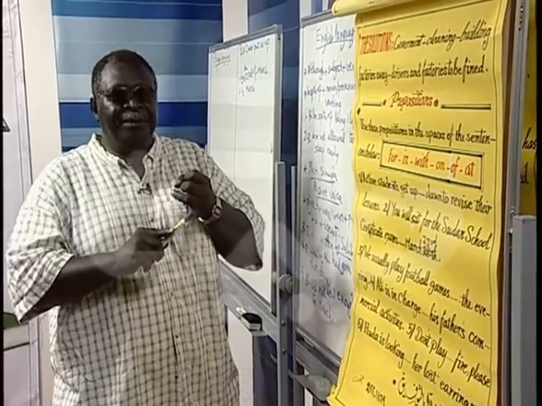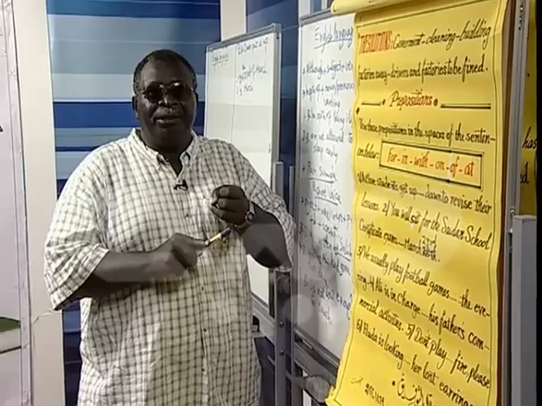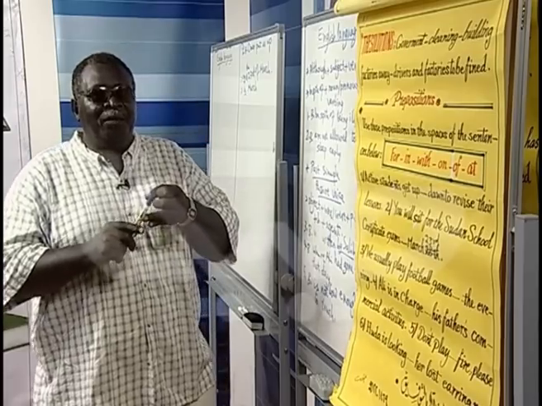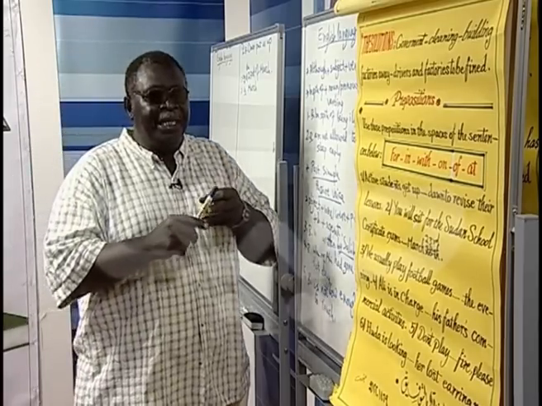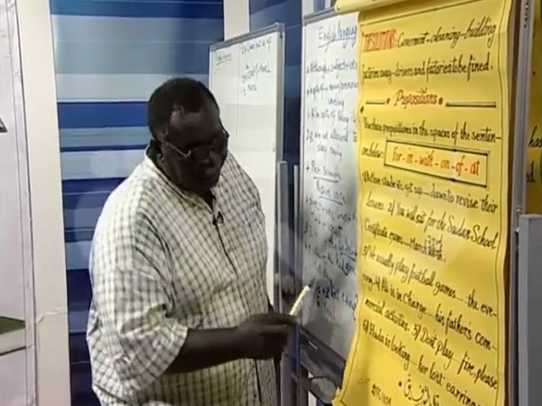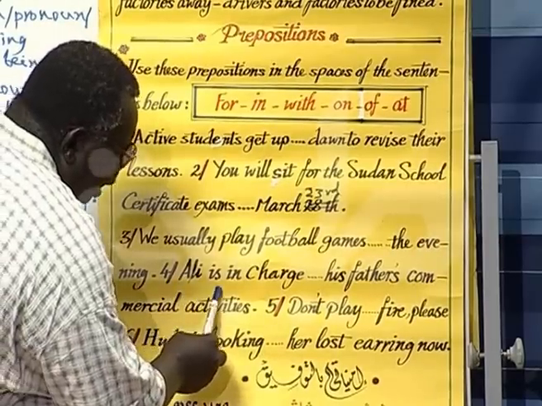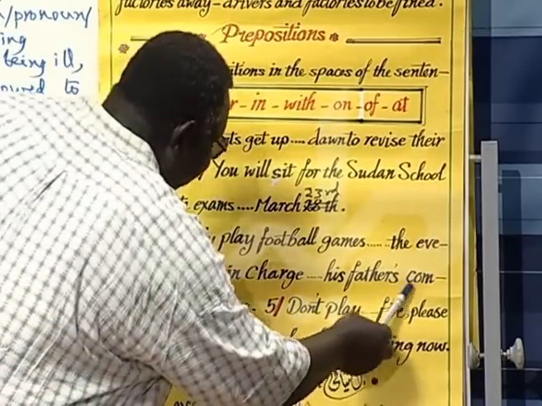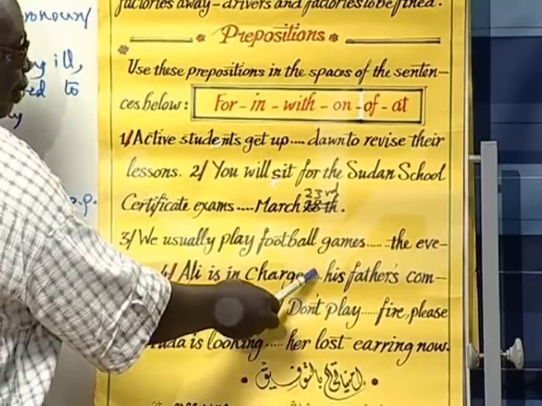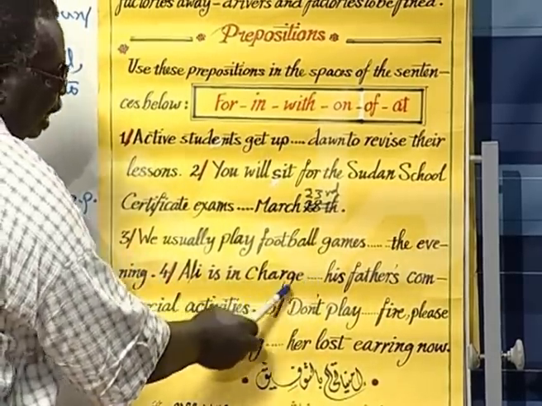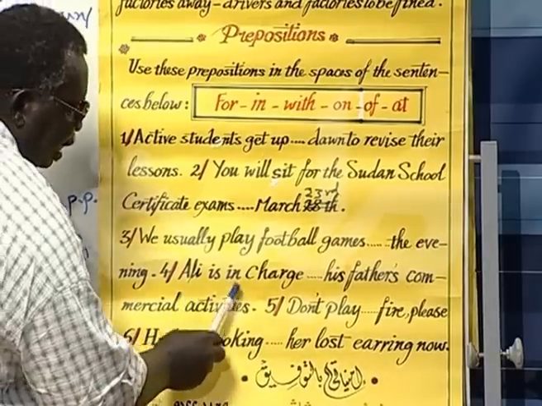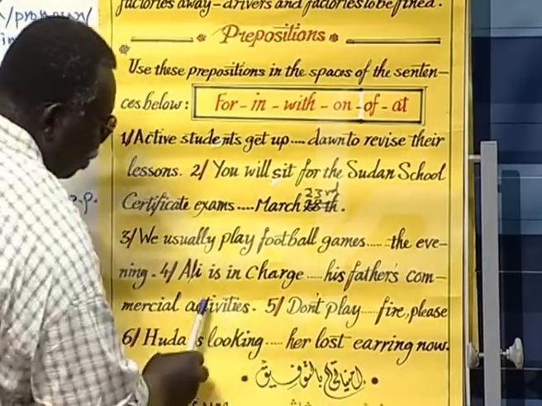We say in the morning, students go to schools in the morning. They return to their homes in the afternoon. We play football games in the afternoon or in the evening, you see. We watch TV in the night, but we say at night. Yes, Ali is in charge dash his father's commercial activities. Commercial, تجاري. In charge, you remember in one of our lessons, we said responsible for, but in charge, it is going to be in charge of.